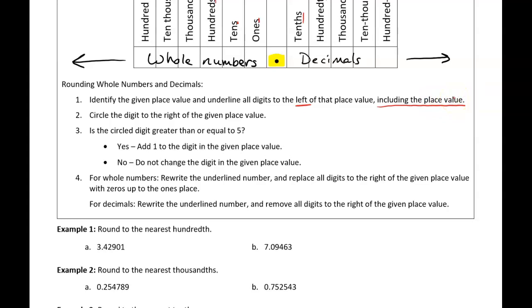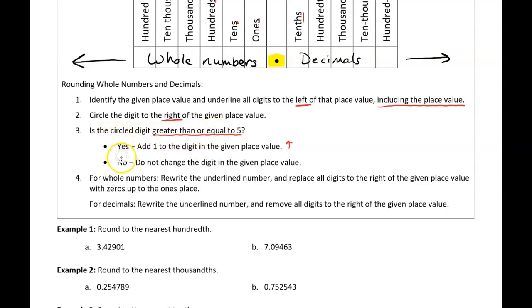How do we know if that last underlined value will stay the same? We look to the number to the right. So let's circle the digit to the right of the given place value, the last number we underlined, and ask ourselves the following question. Is the circled digit greater than or equal to 5? Is my value to the right 5, 6, 7, 8, 9? If my answer is yes, then I add 1 to my given place value. We increase the last number we underlined by 1.